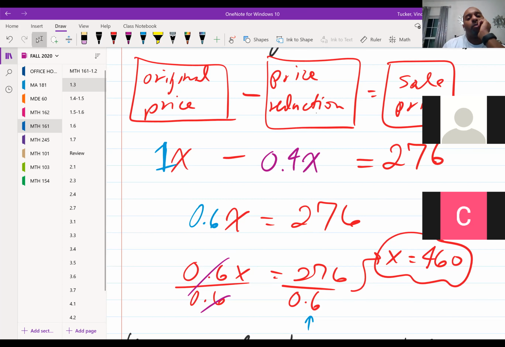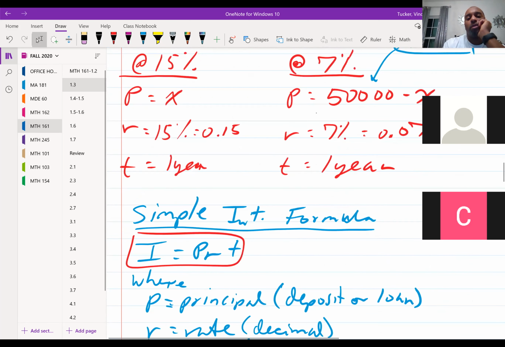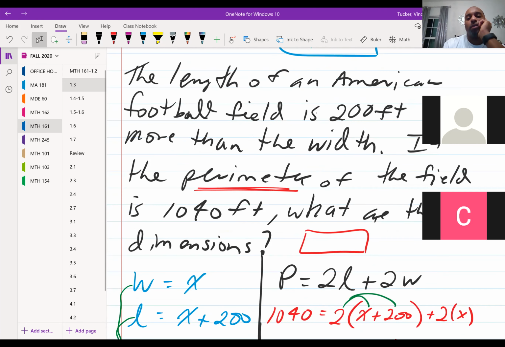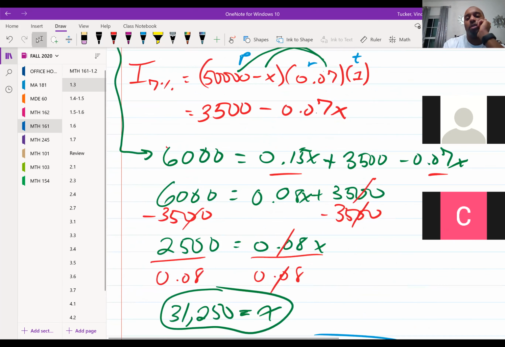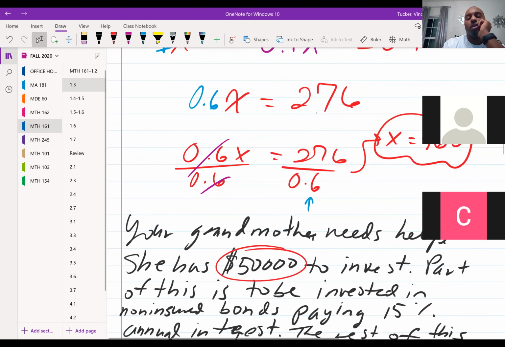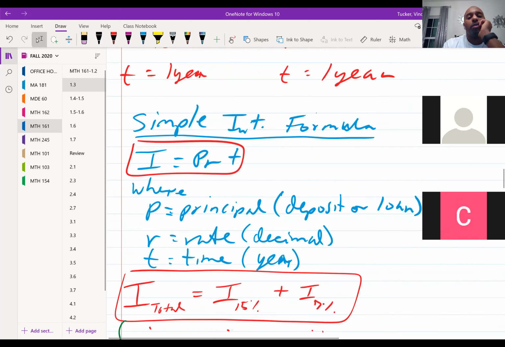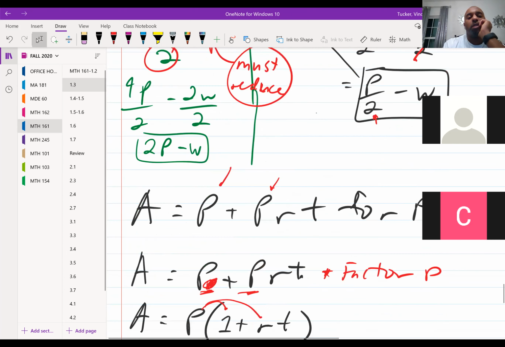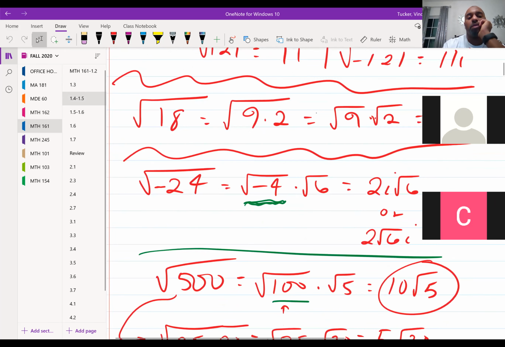All right, any questions? All right, we got one more. Oh, we got the length of a football field. Just trying to see how many more. Okay, two more problems. That's 633. So if I do these two problems next class, do that. What's 1.4? Complex numbers.